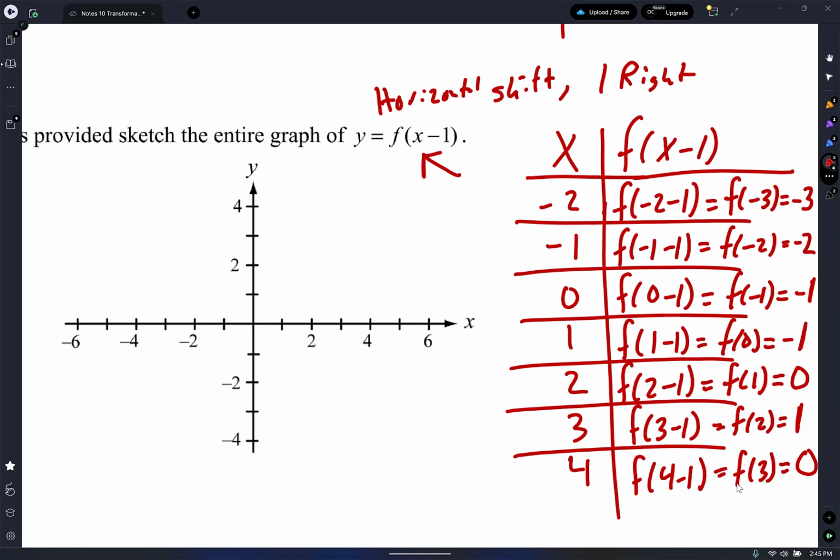Plot those points. Negative 2, negative 3, point. Negative 1, negative 2, point. 0, negative 1. 1, negative 1. 2, 0. 3, 1. And 4, 0. Look at this, guys. The original just moved 1 time to the right.